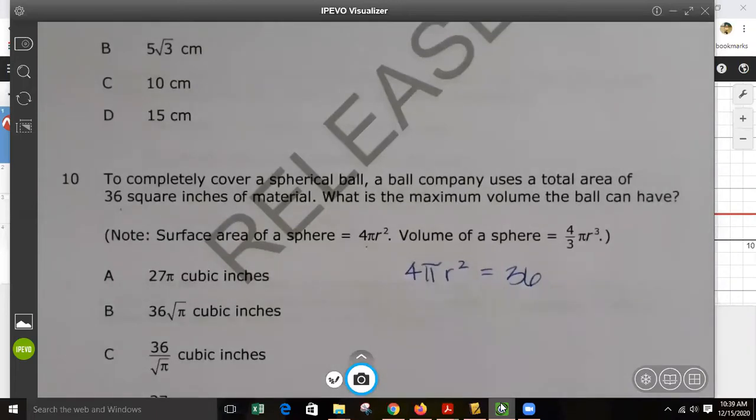Now, what I am going to do is not leave it in terms of pi. We're just going to do decimals. It's all calculators, so we're good. So we're going to divide by 4 pi.